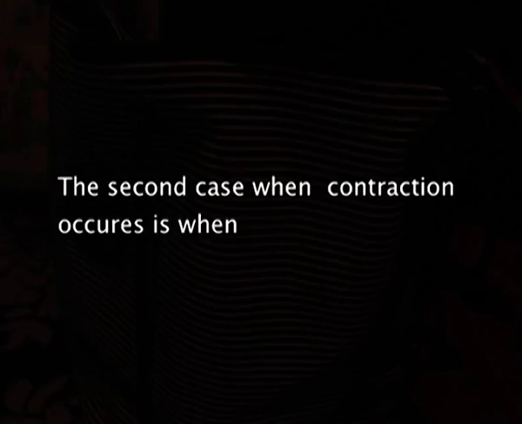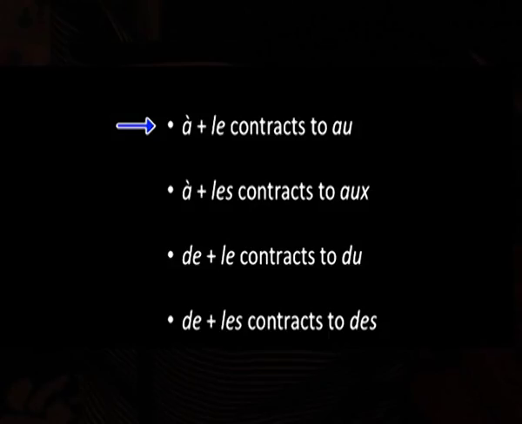The second case when contraction occurs is when le and les are preceded by à. When the preposition à and de are followed by the definite articles le and les, the two words contract to form one word. For example, à plus le contracts to au. À plus les contracts to aux. De plus le contracts to du. And de plus les contracts to des.